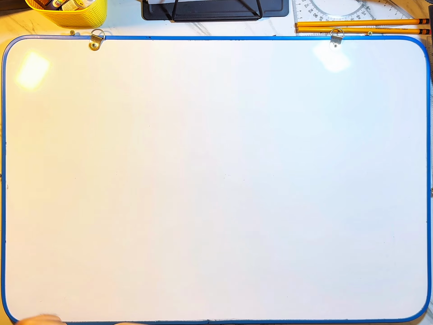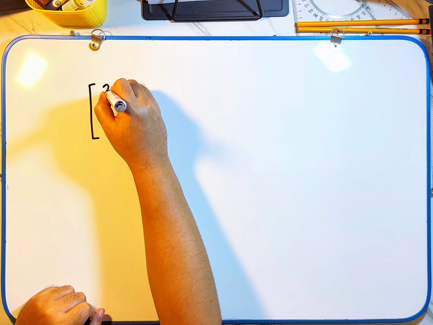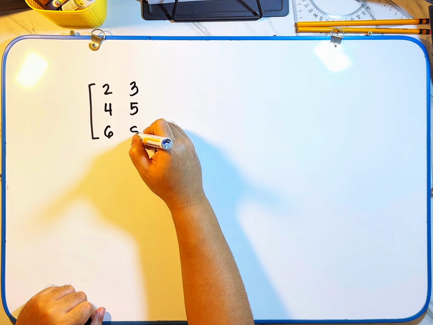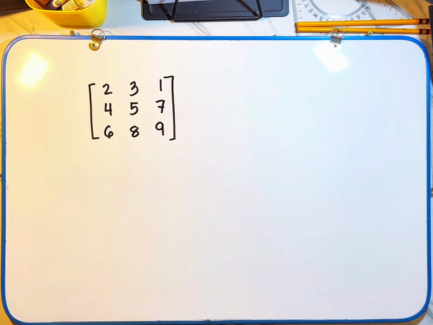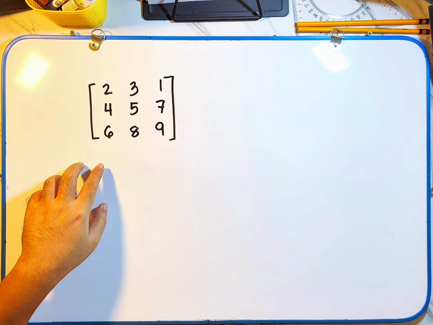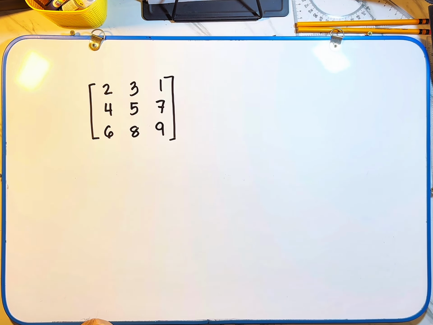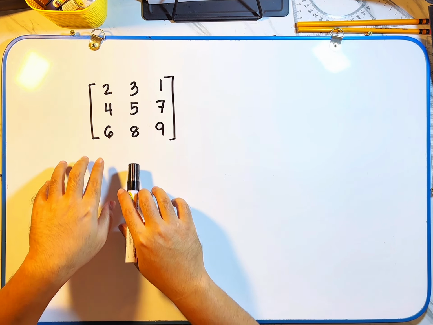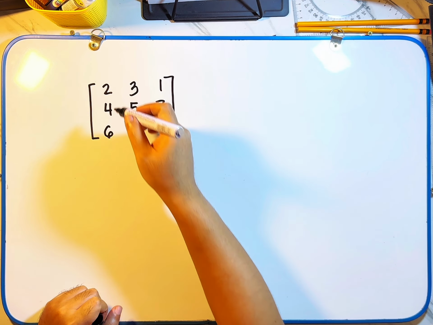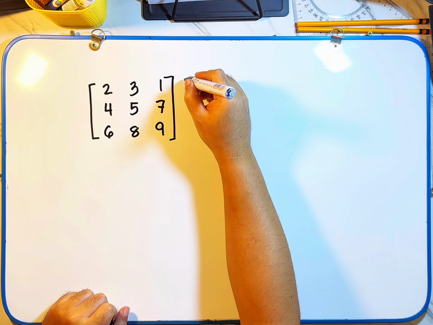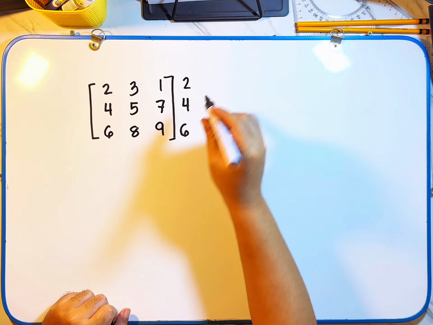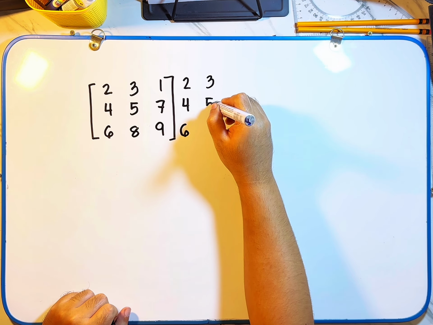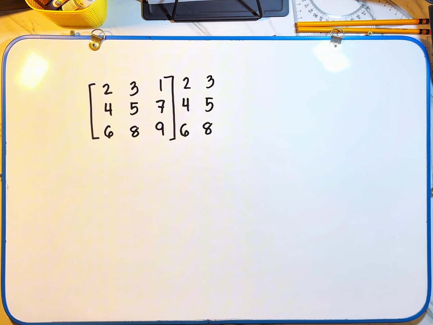Let's try one more time. All right, so this is our 3 by 3 matrix again, and we have to solve for the determinant. You know the first step, which is copying the first two columns outside to the right. First column, the elements are 2, 4, 6. For the second column, we have 3, 5, 8. And now we can proceed to the basket method. First, multiply diagonally downwards.